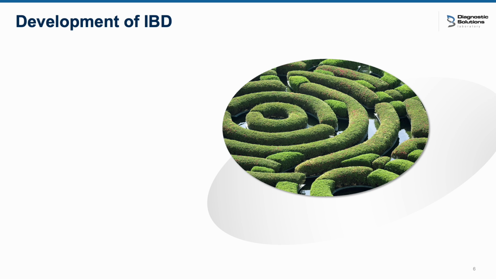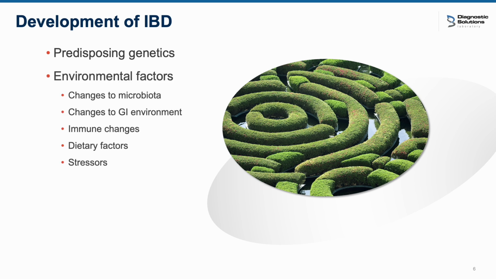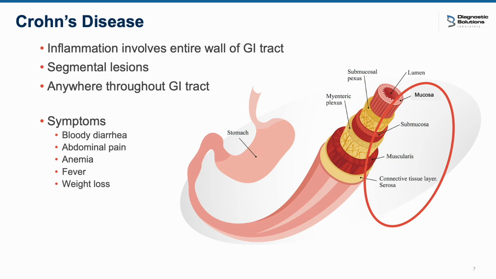So for the development, we need to have genetic factors that will predispose a person to inflammatory bowel disease. We need to have environmental factors. Here's a small list of what may be considered environmental factors, things like diet, microbiome, immune changes. And now let's get to the differences.